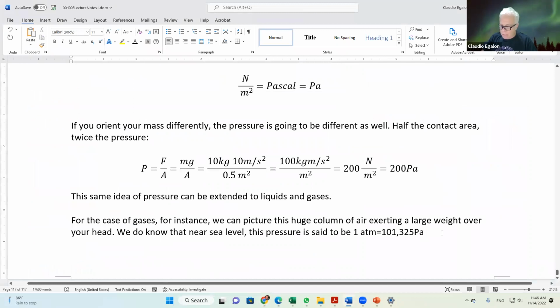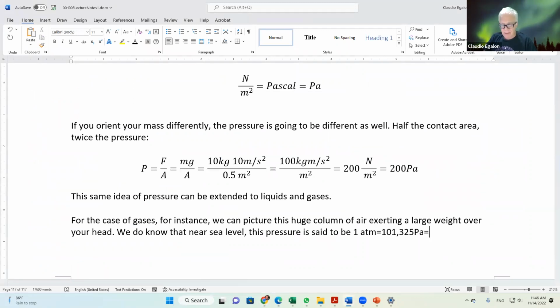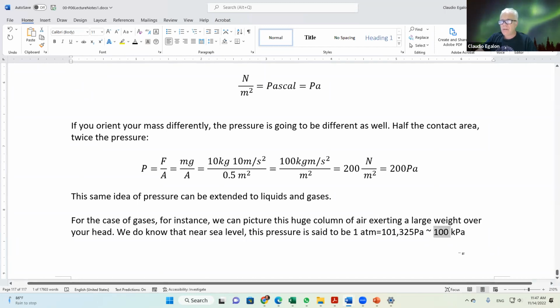If you don't want to bother about all those small numbers, you can just say it's approximately 100,000 pascal. If you come up with this value, you are only 1.3% off the accepted value. It's easy to memorize, right? 100 kilopascal, 100,000 pascals. It's not difficult. So that's the weight that we carry around whenever we move over the surface.